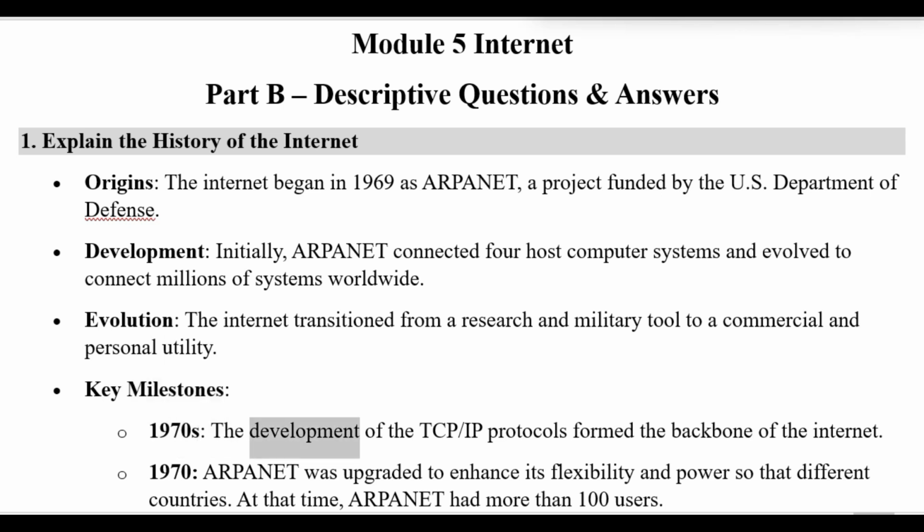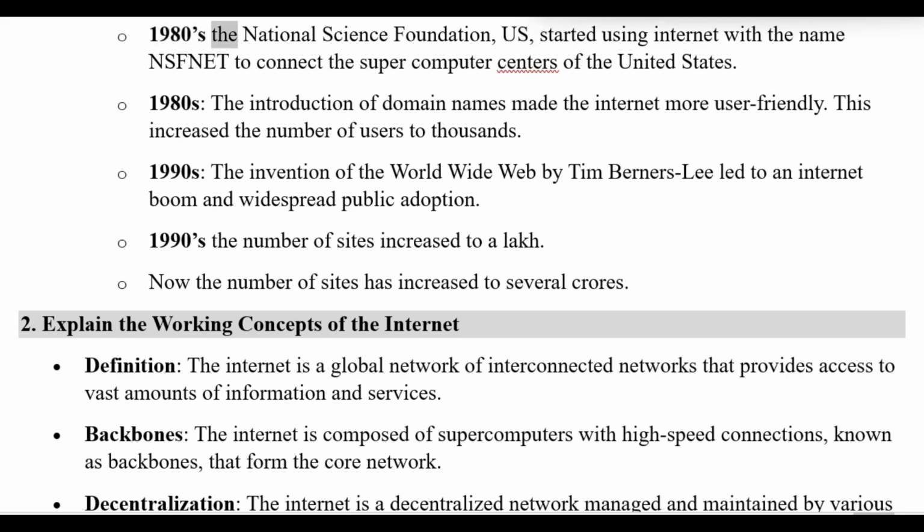1970s. The development of the TCP/IP protocols formed the backbone of the Internet. 1970. ARPANET was upgraded to enhance its flexibility and power so that different countries could connect. At that time, ARPANET had more than 100 users. 1980s. The National Science Foundation, US, started using Internet with the name CEFnet to connect the supercomputer centers of the United States. 1980s, the introduction of domain names made the Internet more user-friendly. This increased the number of users to thousands.